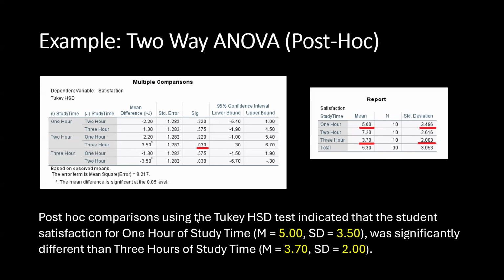So post-hoc comparison, if this was done right, post-hoc comparison utilizing the Tukey's HSD test indicated that student satisfaction for 2 hours of study time, mean is 7.20, standard deviation 2.62, two significant figures, was significantly different than 3 hours of study time, mean equals 3.70, standard deviation 2.00.